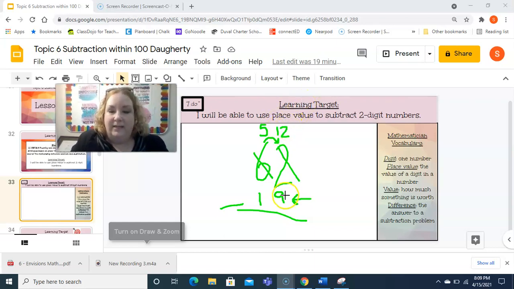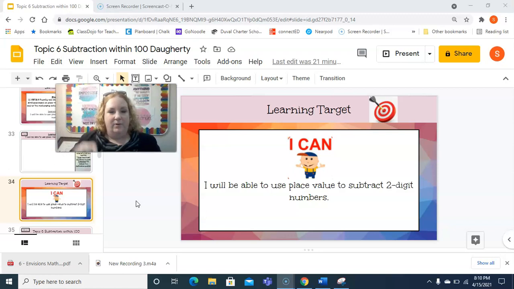So 12 minus 9 is 3. And 5 minus 1 is 4. And our answer is 43. All right, let's move on. Let's repeat our learning target one more time. I will be able to use place value to subtract 2-digit numbers.